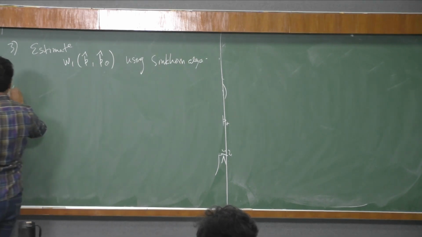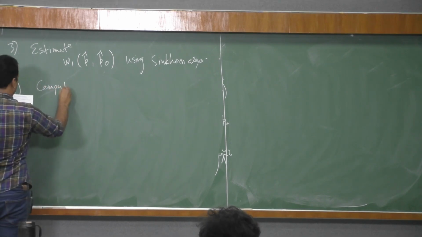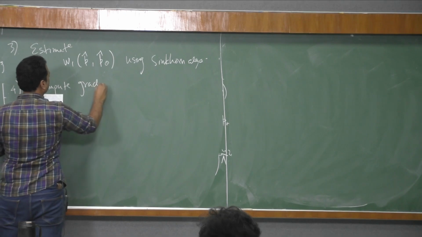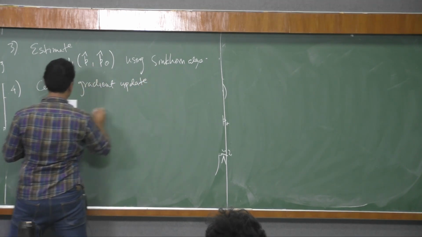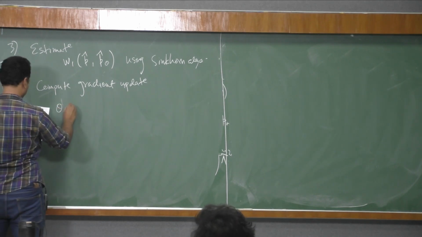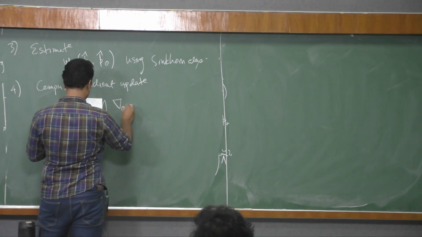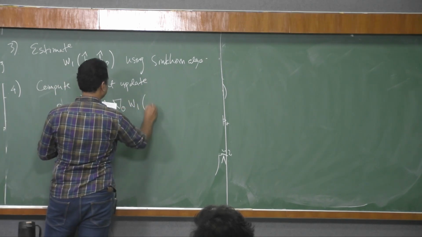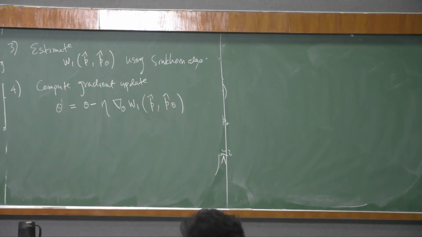And then the fourth step is compute the gradient, which could be, let us say, theta is updated as theta minus eta grad theta W1 p hat theta. Okay, so that's it.